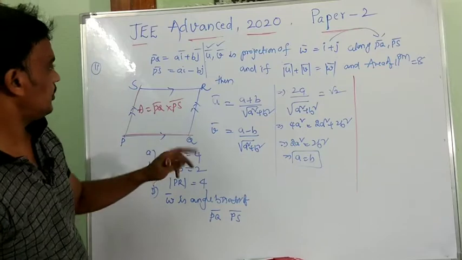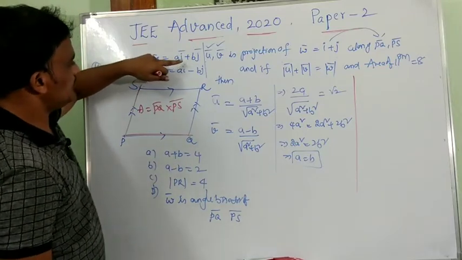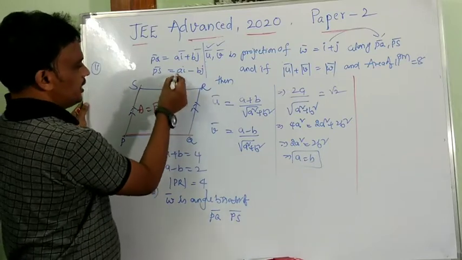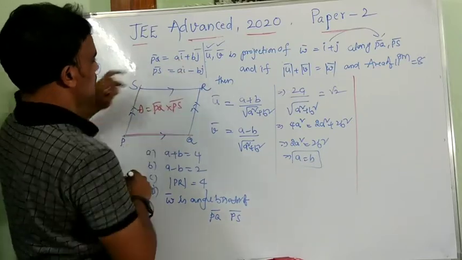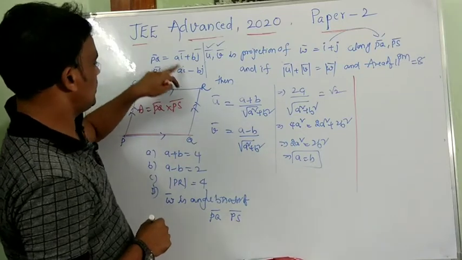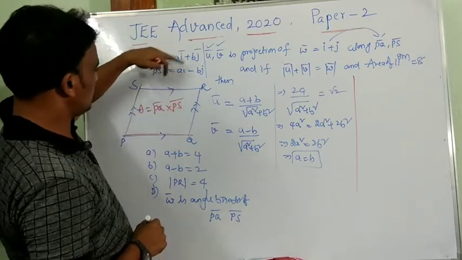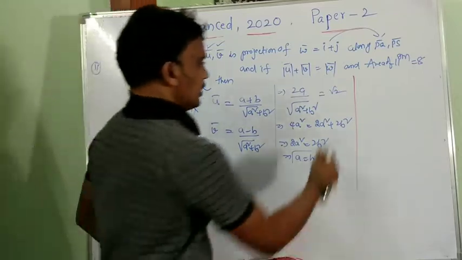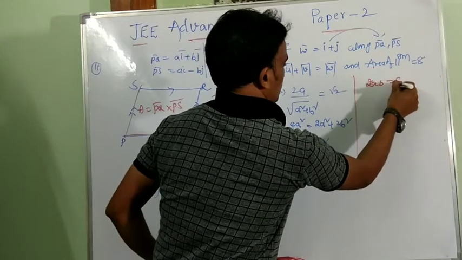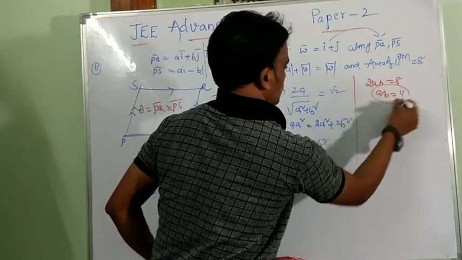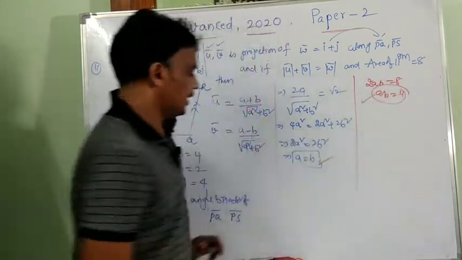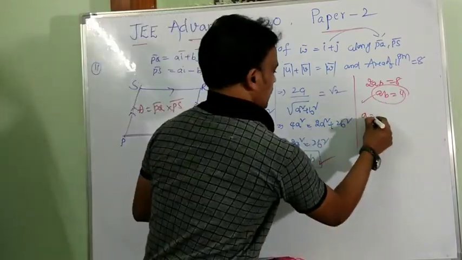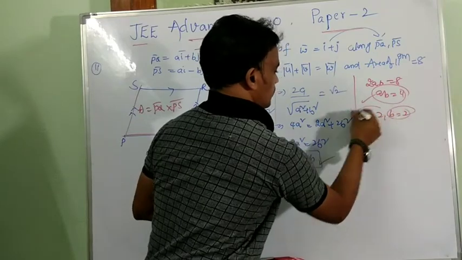So what is PQ cross PS? It is (Ai + Bj) cross (Ai - Bj). By cross multiplying, i cross i is 0, minus AB of i cross j plus AB of j cross k... Yes, its magnitude is 2AB. Am I right? So 2AB equals 8, AB equals 4. Please observe this condition: A equals B and A times B equals 4. So A is 2 and B is 2.